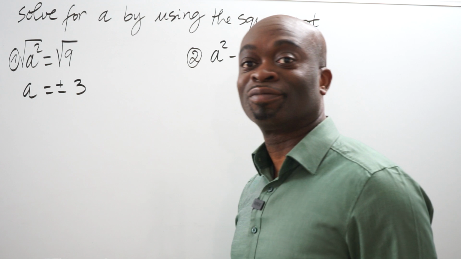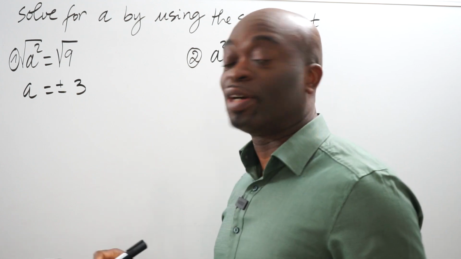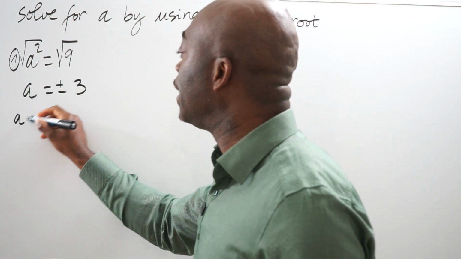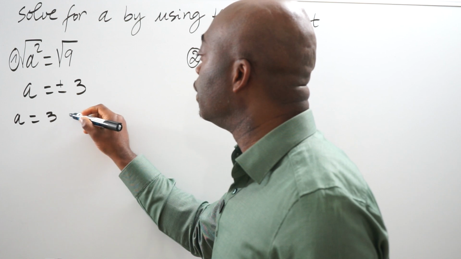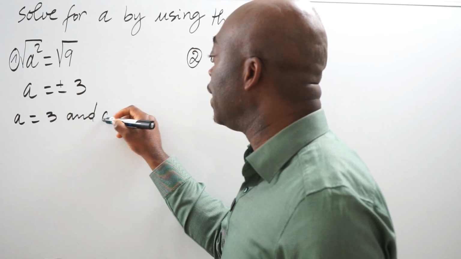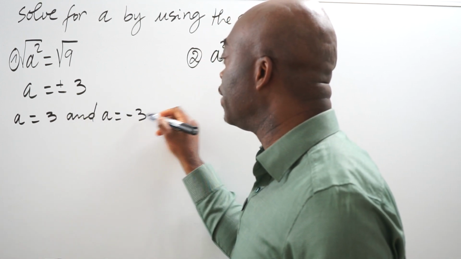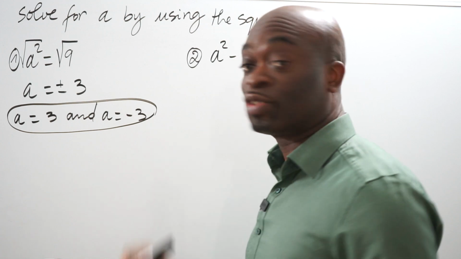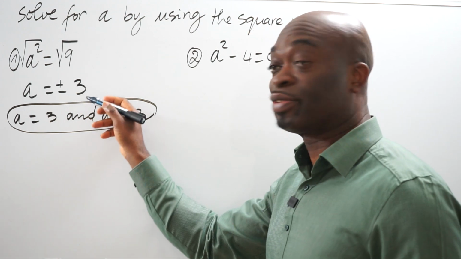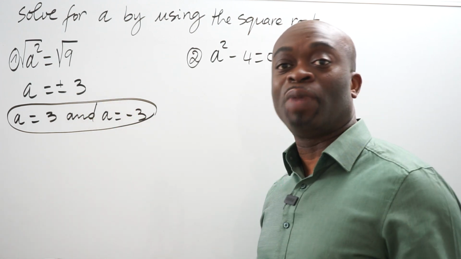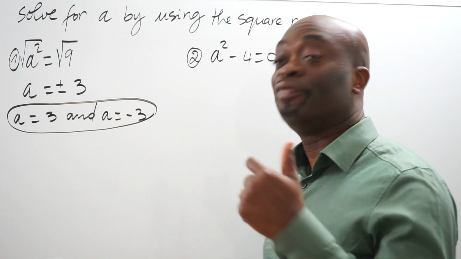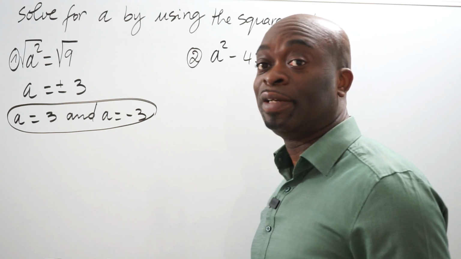3. Okay? So definitely your answers are a equals positive 3, and then a equals negative 3. So you have two answers, all right, because the plus and the minus 3 give us positive 3 and negative 3. Very important to keep in mind, all right?